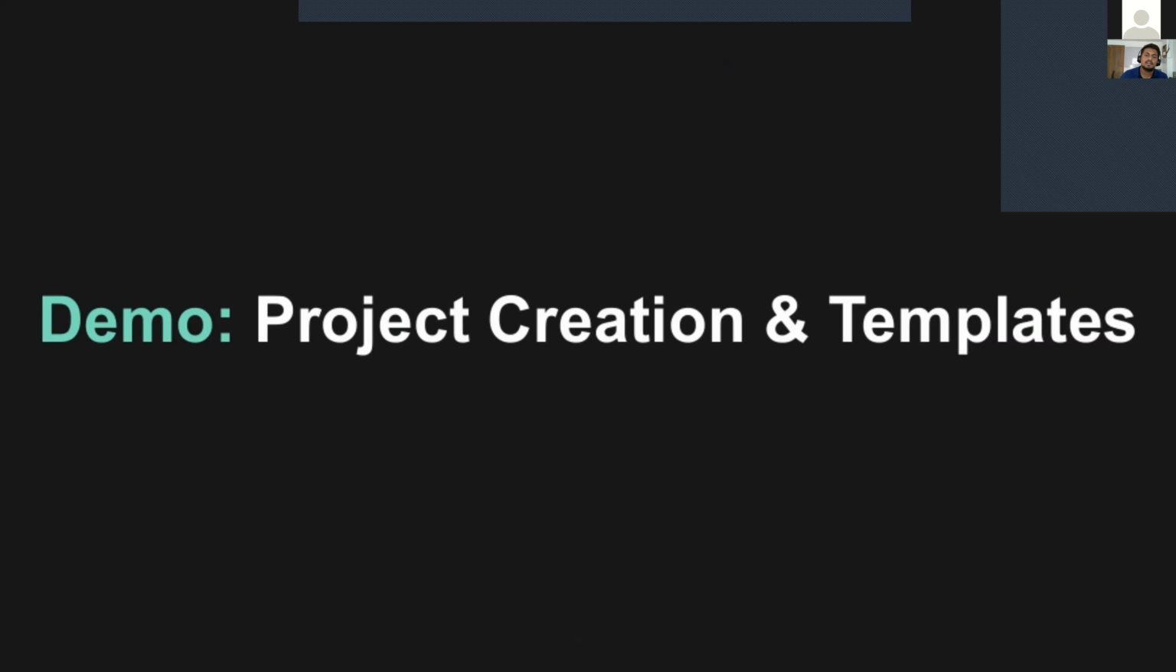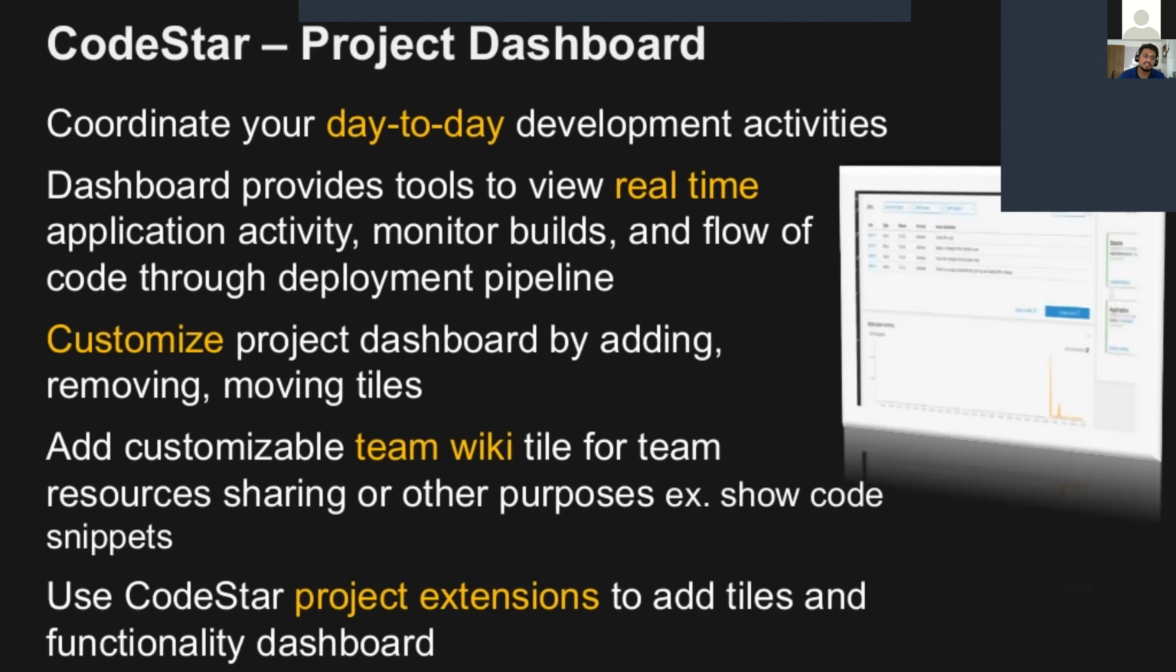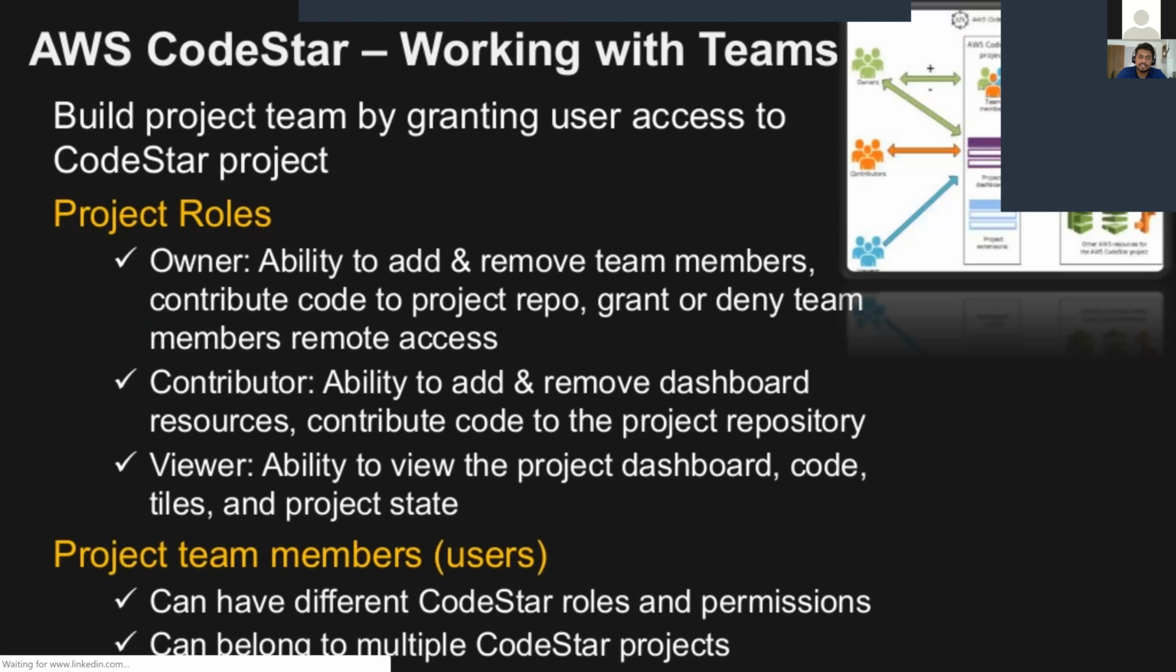So here, this is how the project, like we have seen this thing, right? We have created a project in the CodeStar named chatbot, and we have seen this code build, code commit, and code pipeline. So yeah, we have this project roles where the owner has the ability to add and remove team members, contribute code to the project repository, grant or deny team members remote access. The contributor has the ability to add and remove dashboard resources and contribute code to the project repository. Only the viewer has the ability to view the project dashboard, code, and project state.